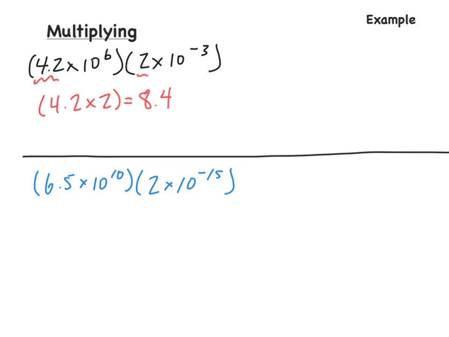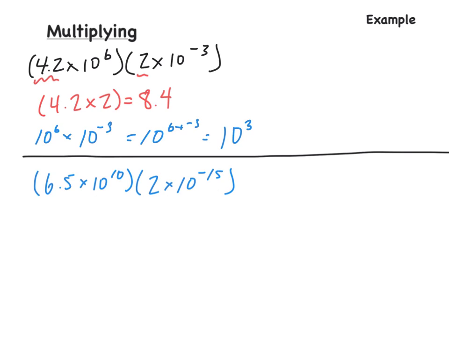Next, we know how to multiply numbers that are raised to a power. So what is 10 to the 6 times 10 to the negative third? When we do that, all we have to do is add them together. So what is 6 plus a negative 3? That would be 10 to the third.